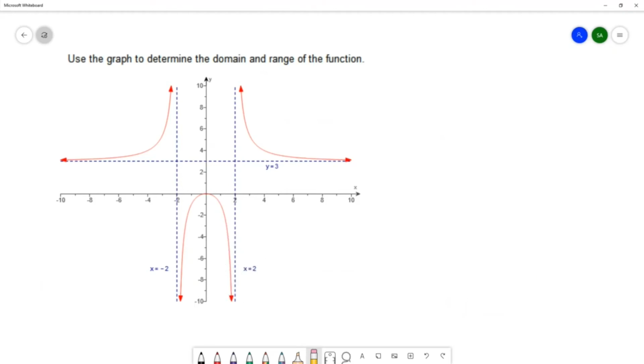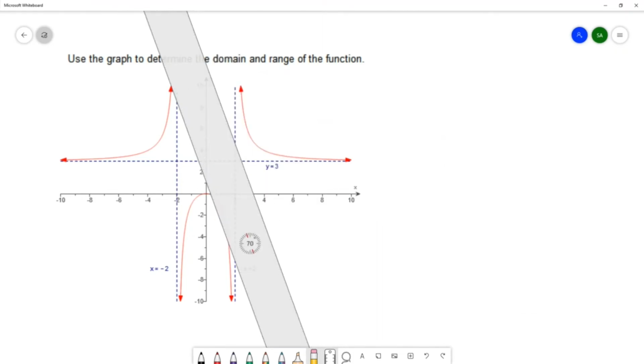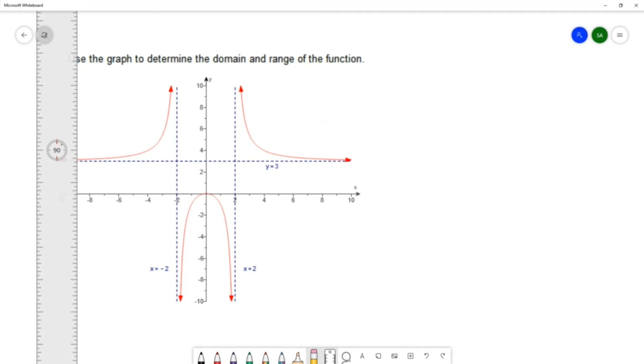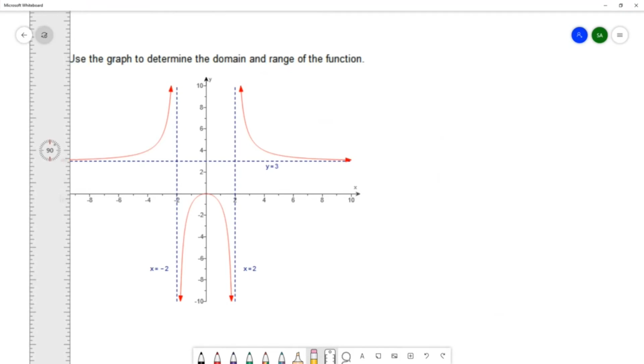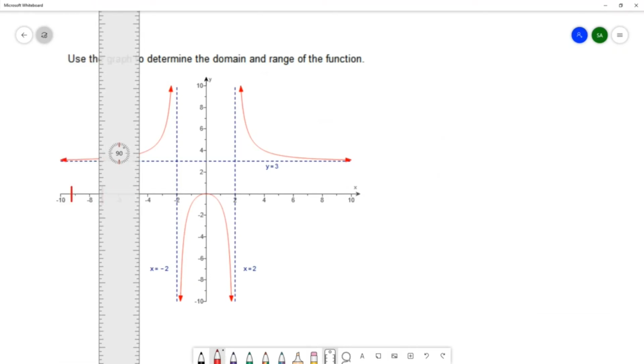So when I'm looking for domain and range of a graph, I like to use my ruler. And when I'm finding domain, I hold the ruler vertically. The reason why I hold it vertically is because it allows me to mark off different places along the x-axis, which is important for domain because the definition of domain is all of the x's.